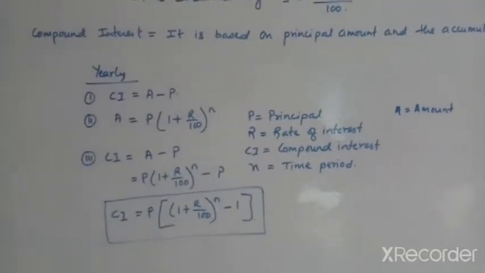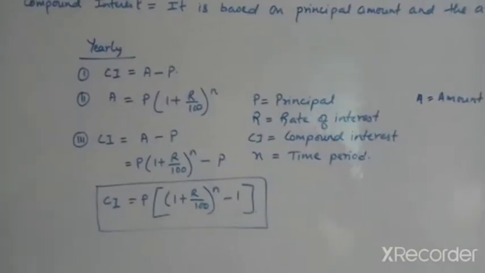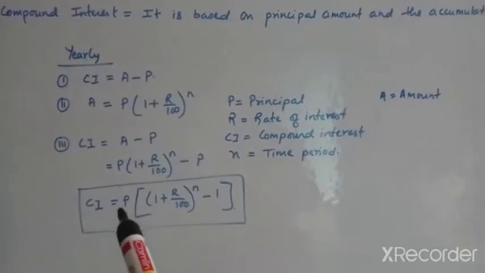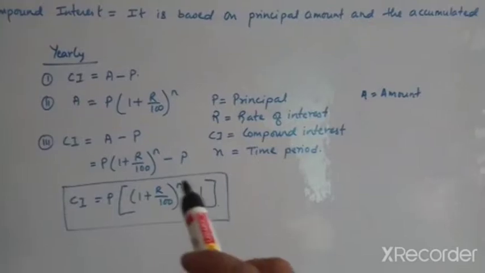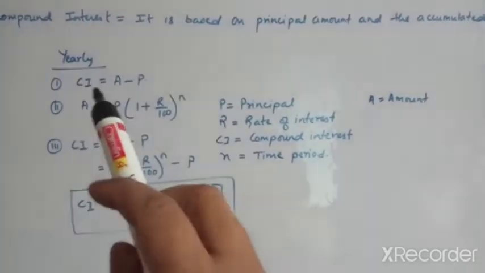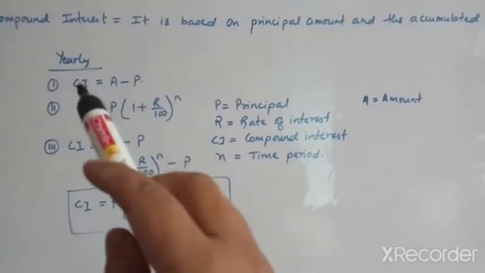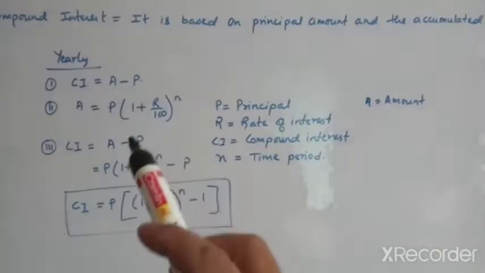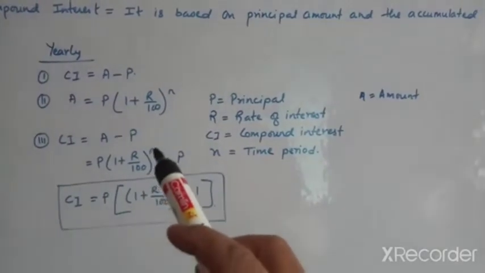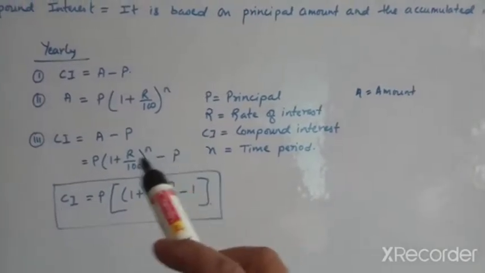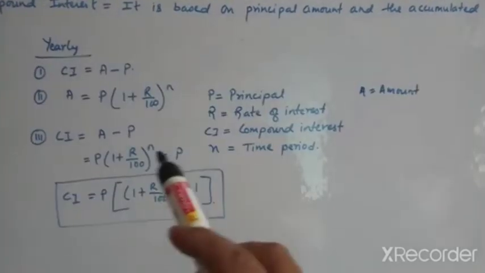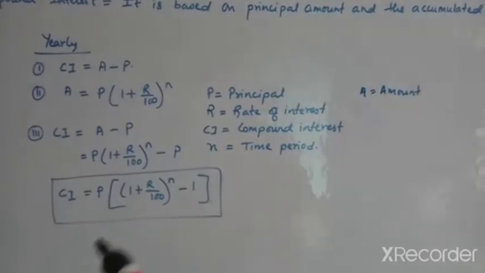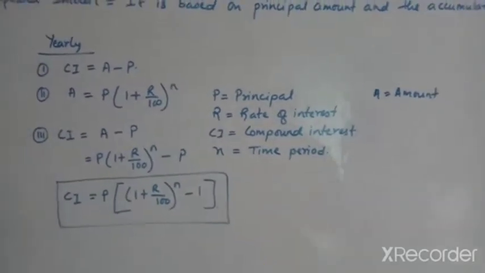Now compound interest is given by the formula CI equals P into (1 plus R by 100) to the power n minus 1. How are we getting this? We get it from amount minus principal. Amount is P into (1 plus R by 100) to the power n, minus P. Here the principal is common, so when we take it out, you get (1 plus R by 100) to the power n minus 1.